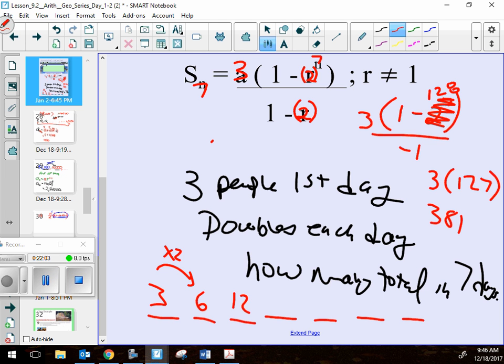That's the 2. Yep. Did you get 381? Raise your hand if you got 381. Okay. Now remember, 381 isn't how many people got called on the last day. That would have been a different formula. I'd like you to use that different formula and figure out how many people got called on the last day.